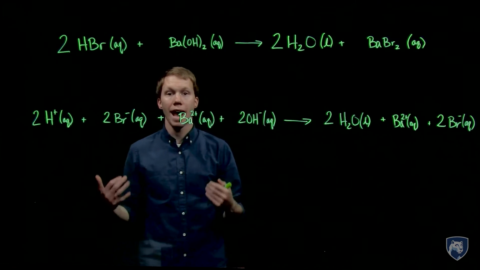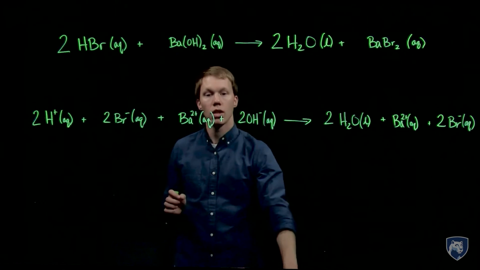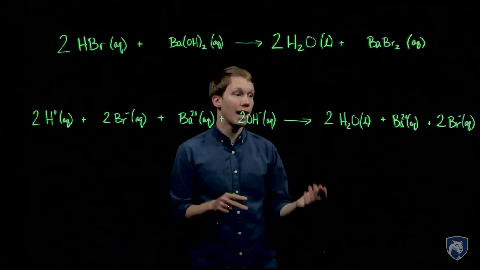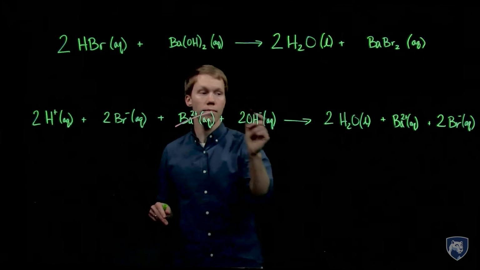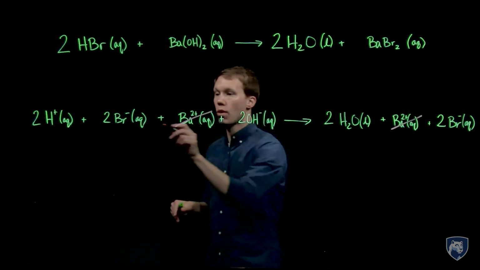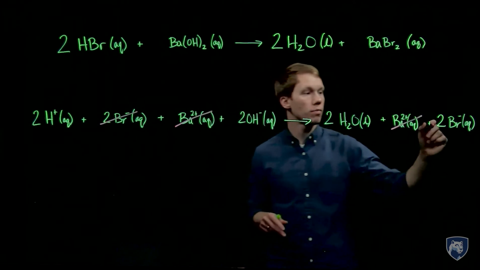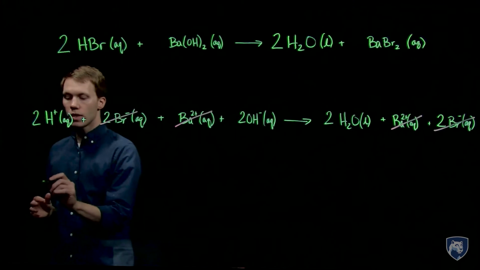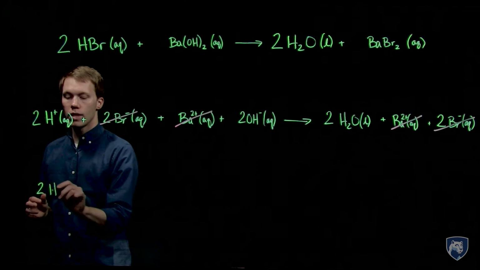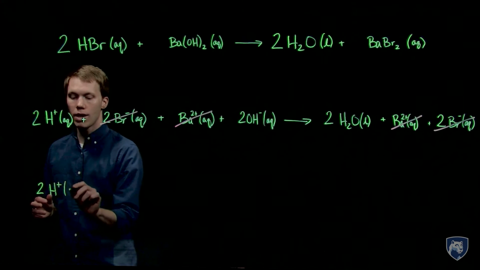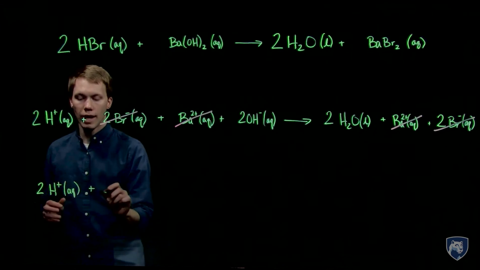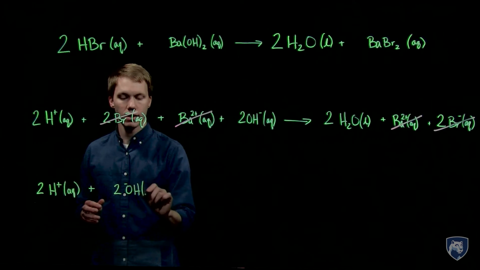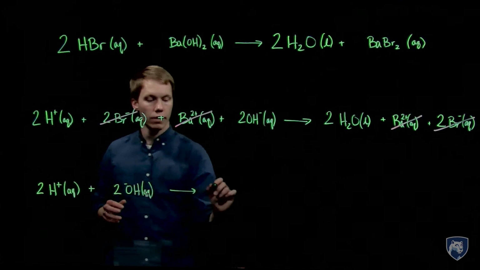What's our third step? We have to identify spectators. So my spectators appear on both sides as a reactant and product. So barium and bromide are going to be eliminated as spectators. And when we remove those, we end up with what is known as the net ionic equation, where we have H+ reacting with OH- to give water.